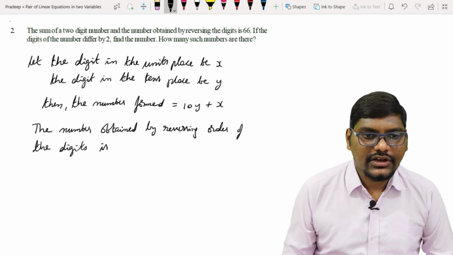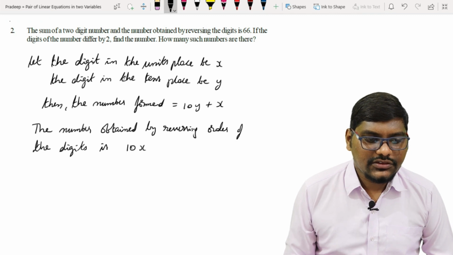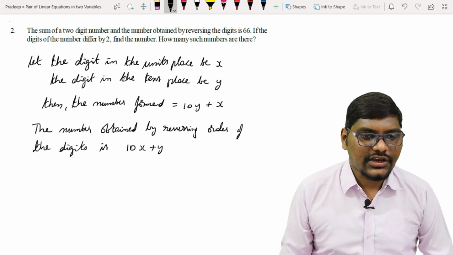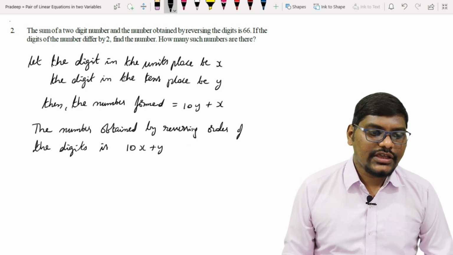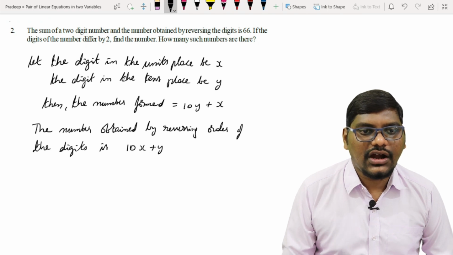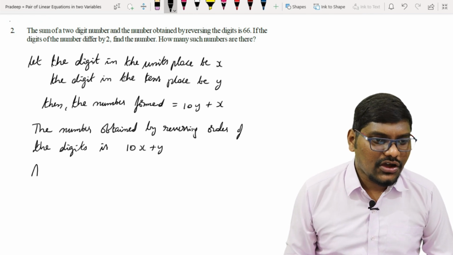Okay, this order will just change its order, so we can simply write 10x plus y. So one of the orders is 10y plus x, and the second order is 10x plus y. According to the condition, they are saying that the two digits which we got, we have to sum them. The sum of the two digits is what they are saying. So I can write according to the condition.